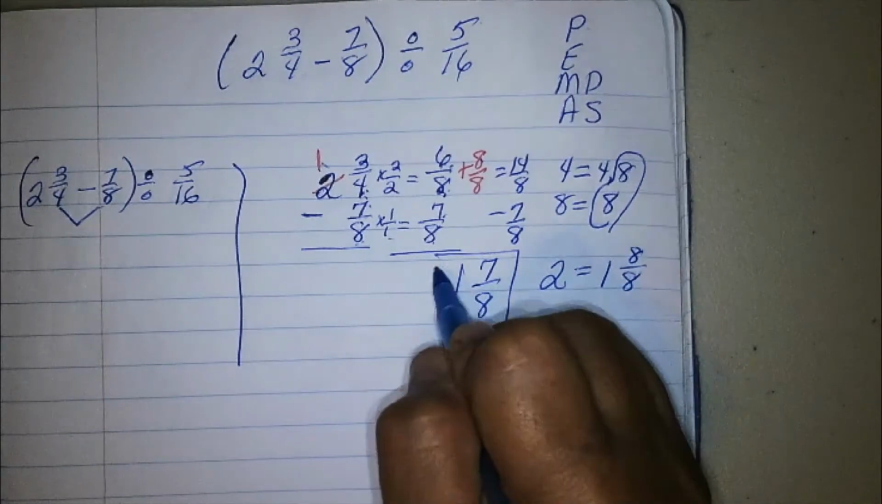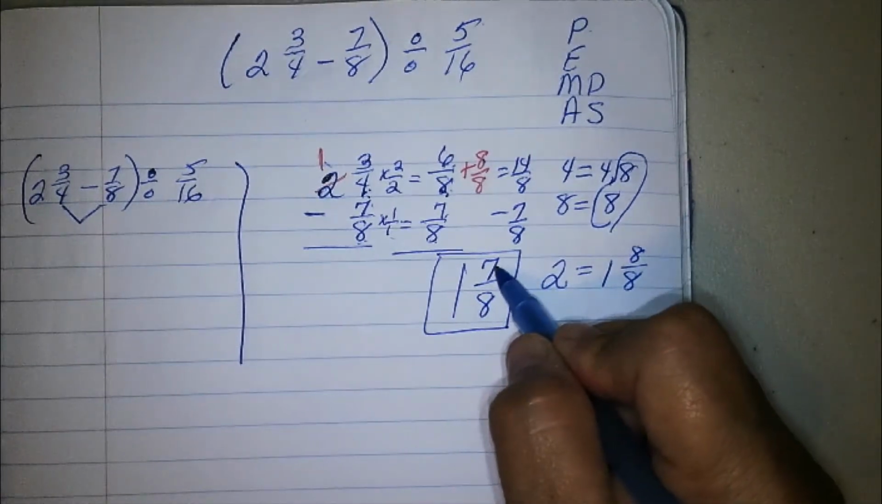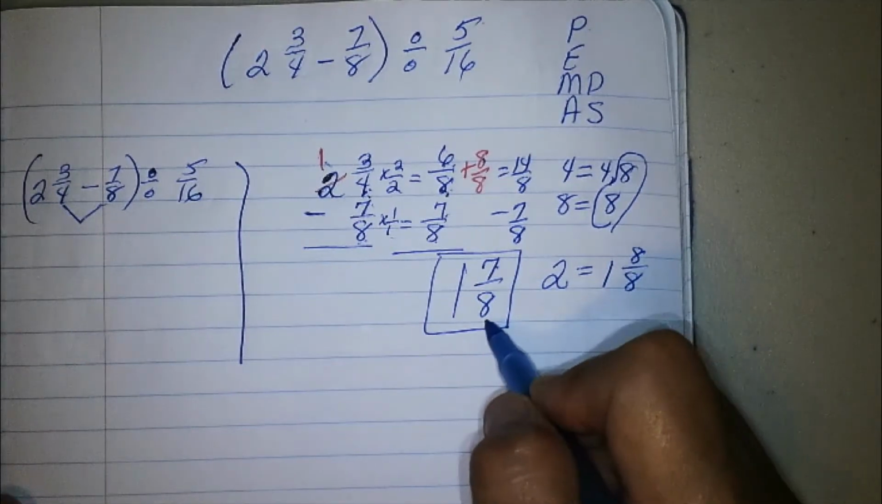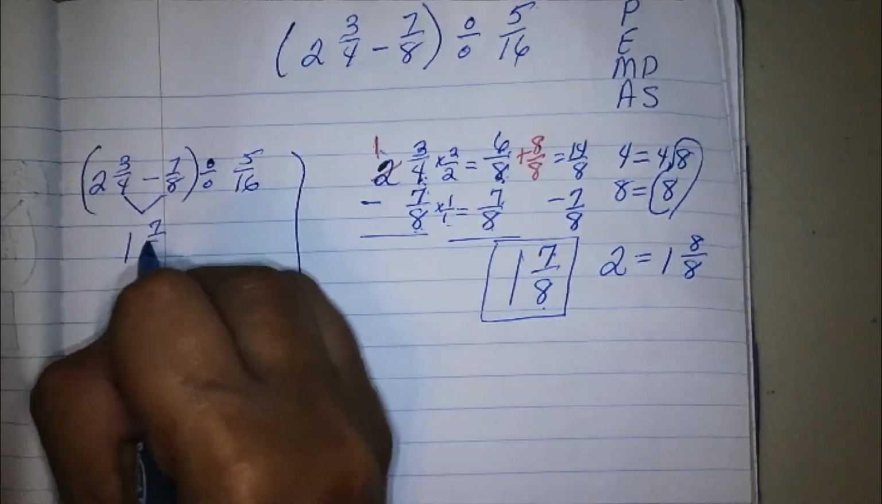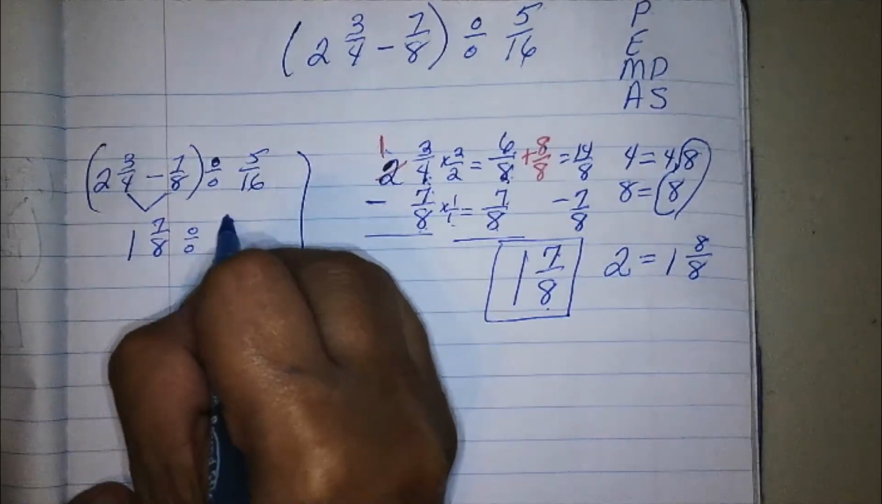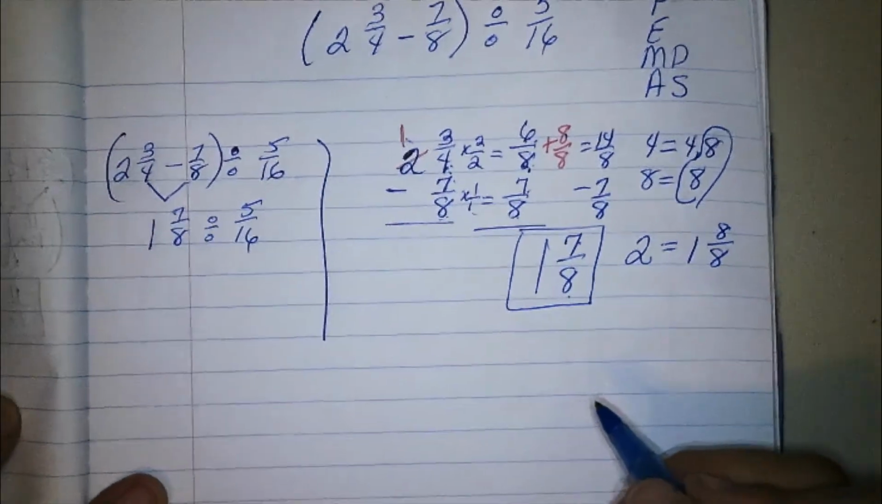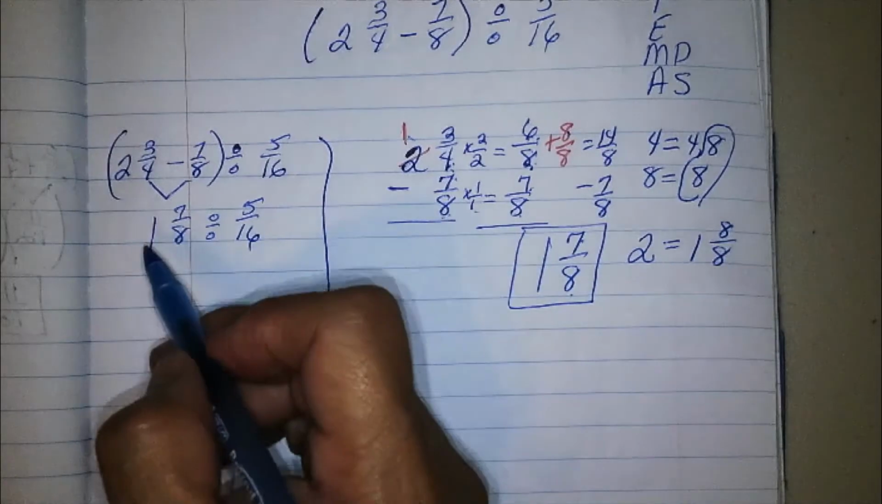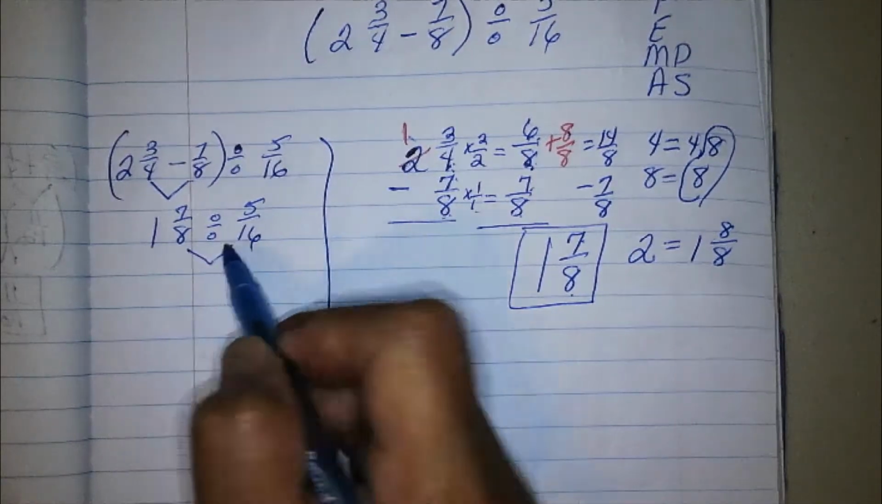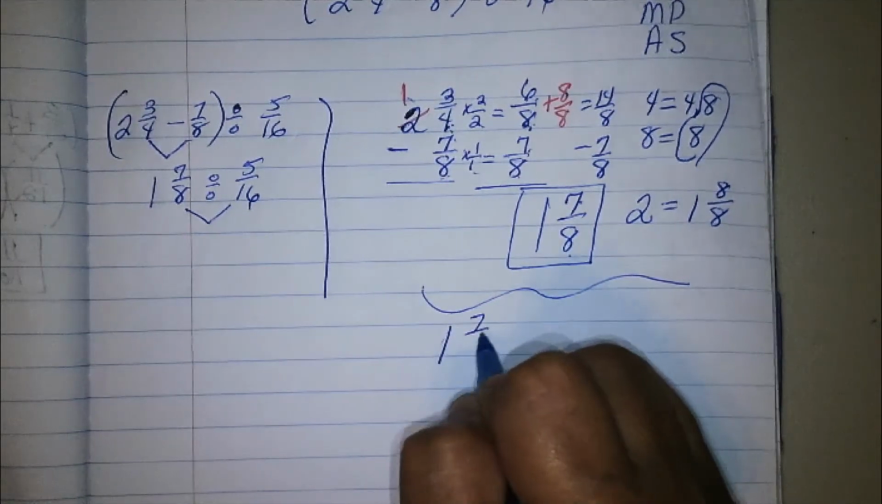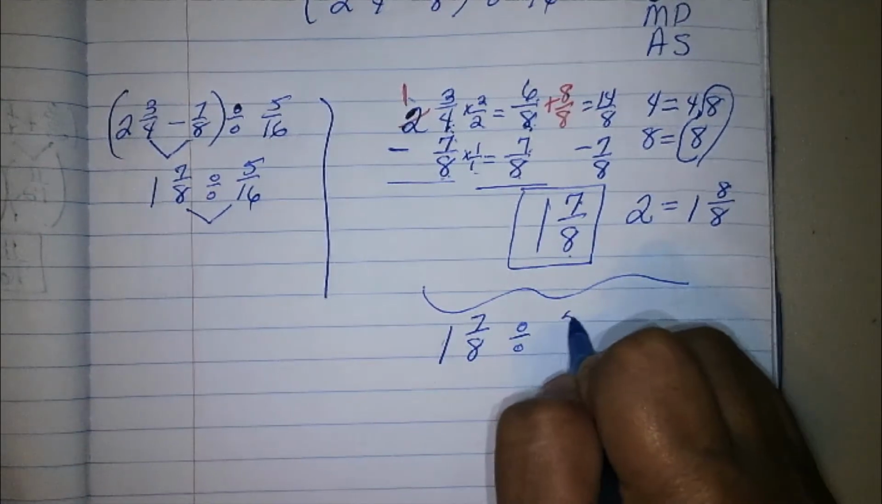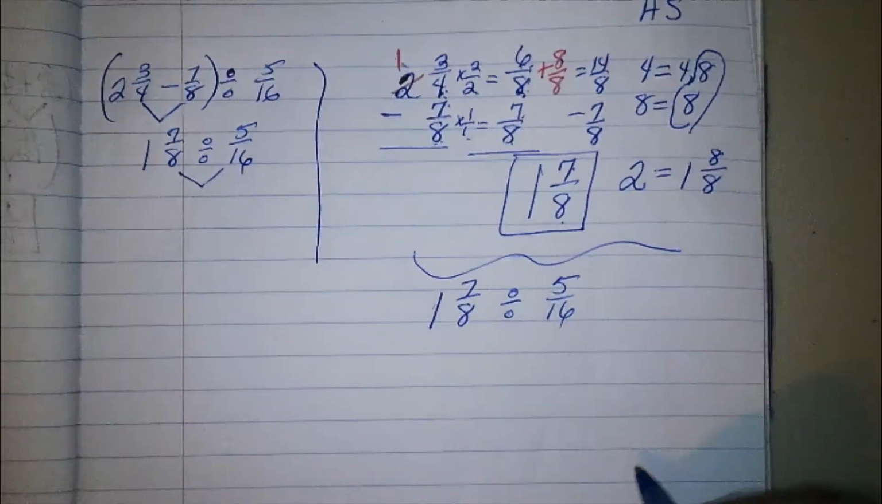Check to see if it simplifies. 7 is prime. 7 does not go into 8, so no, we're done. 1 7/8 divided by 5/16. The next step in this problem is to divide. So I have 1 7/8 divided by 5/16.